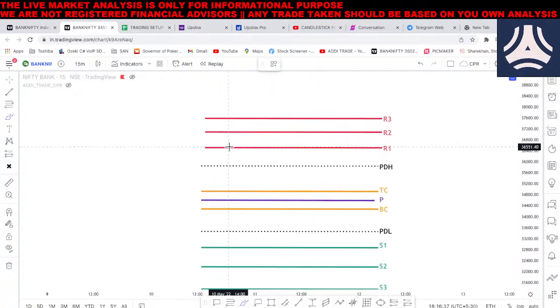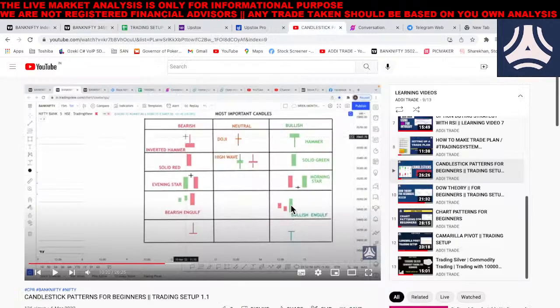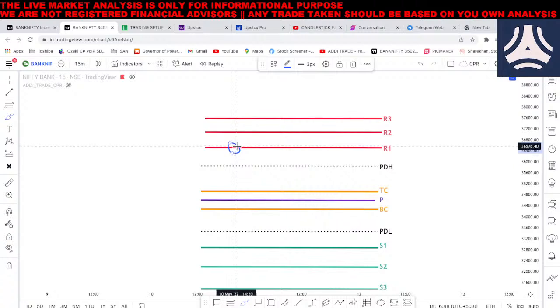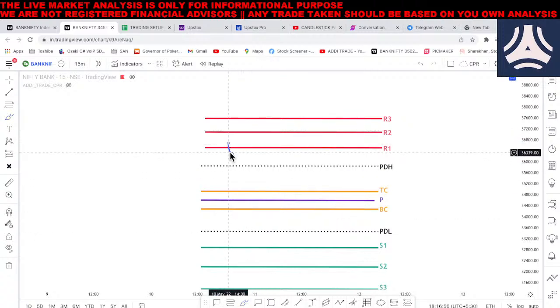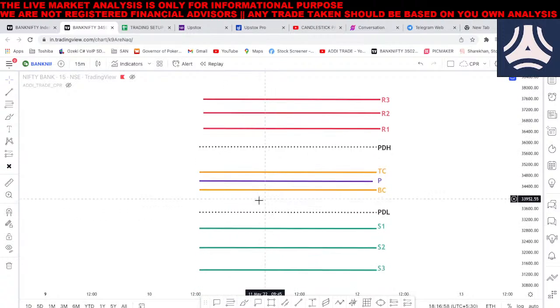And look for a bullish candle in case this R1 breaks, right, with a nice bullish candle, then we will have to look for this kind of a solid green bullish candle breaking this R1. Then there is most likely a chance that we will hit R2. And the same thing on the downside.